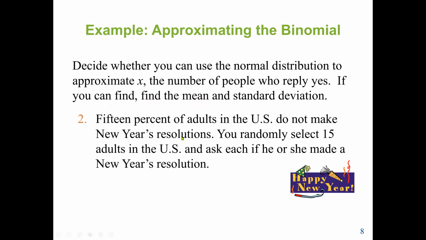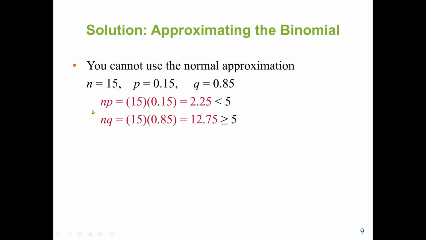Let's go back to the question again. 15% of adults in the US do not make New Year's resolutions. So our p is 0.15. If that is the case, q will be 0.85. Then we randomly select 15 adults, so n will be 15. Now let's test our condition.